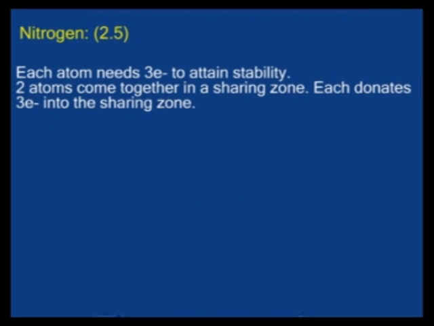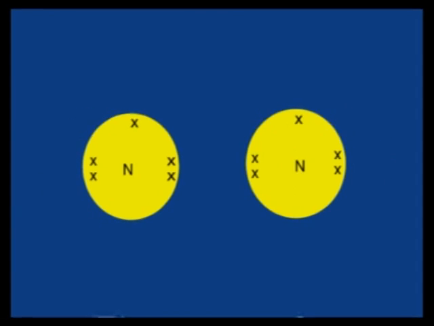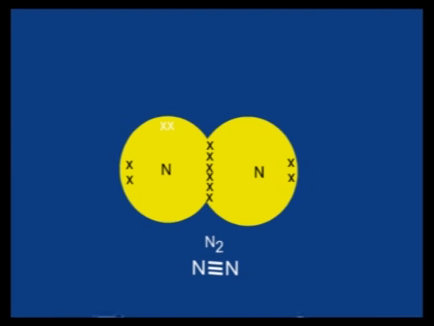Next is nitrogen with a configuration of 2,5. Each nitrogen atom needs 3 electrons to be stable. Two atoms of nitrogen come together, each contributing 3 electrons into the shared deal. You realize the covalent bonds formed by nitrogen: 6 electrons are in the shared zone, that is 3 pairs, and therefore we have 3 covalent bonds.